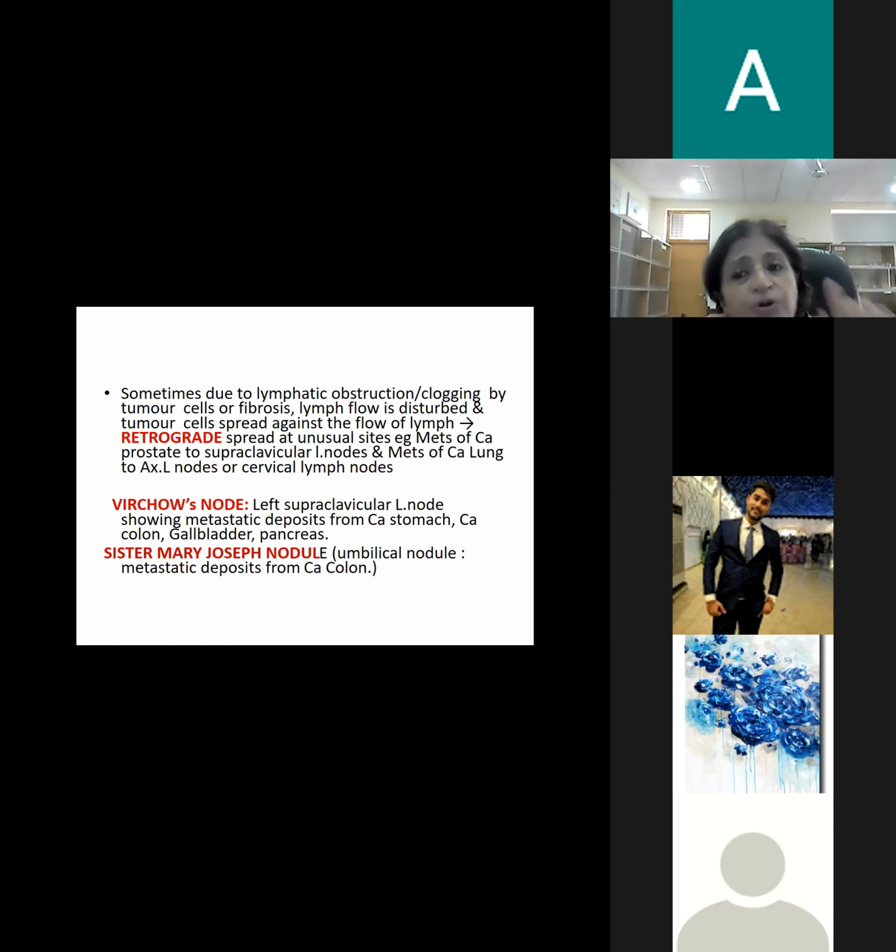had produced their metastatic deposits around the umbilicus. So उसके बाद umbilical nodules को ये नाम पड़ गया, Sister Mary Joseph node, which is an umbilical nodule. It is a metastatic nodule from cancer of the colon.